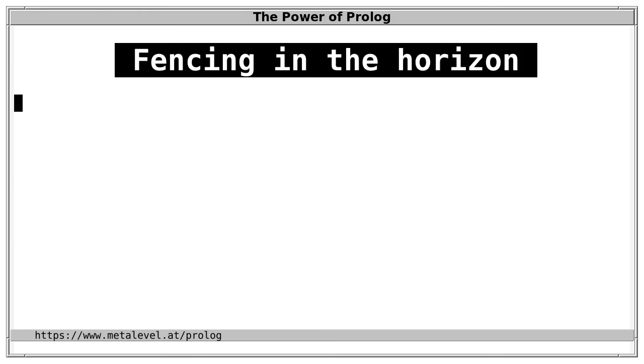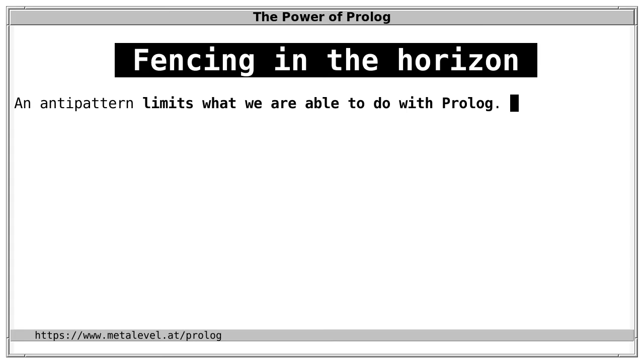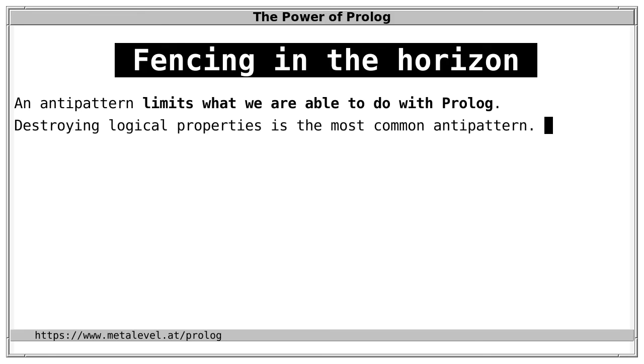And all these antipatterns have one thing in common. They fence in the horizon. I don't mean the fence in the horizon, but they fence in the horizon. So they limit the horizon. Because the overarching commonality of all these antipatterns is that they limit what we are able to do with Prolog. And destroying logical properties is the most common antipattern, mostly by teaching outdated and problematic language constructs.